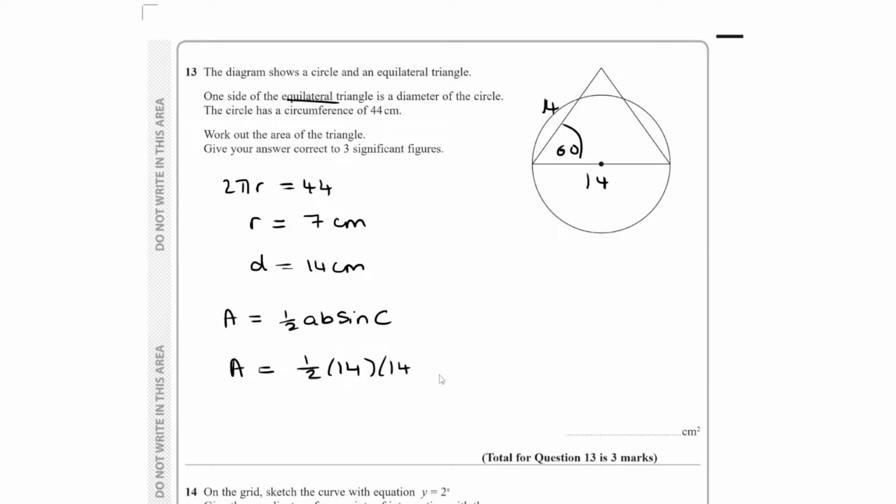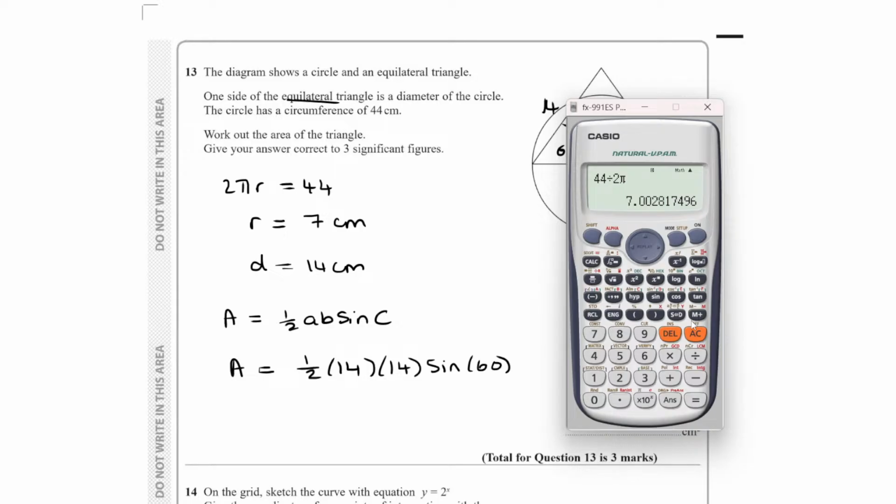14 times sine 60. Obviously I will use the decimals that are in my calculator, you can see. So times that by 2 to get the diameter. So this one here, 0.5 times my answer again, times not cos, times sine of the angle 60. And then this is just your final answer, so I will round it now to 3 significant figures, 84.9.